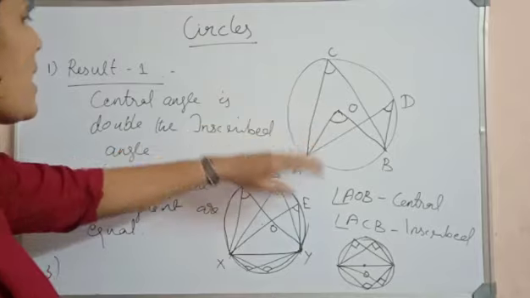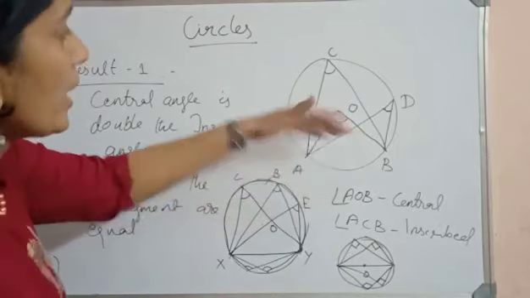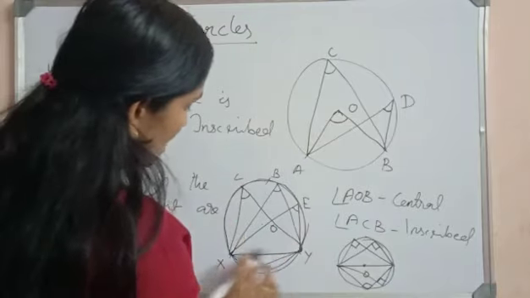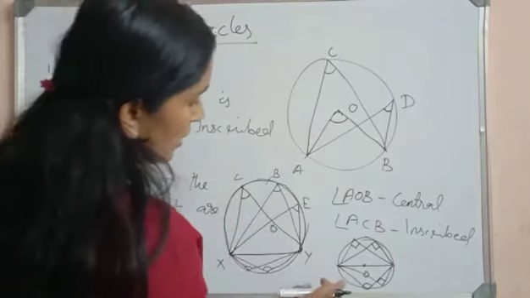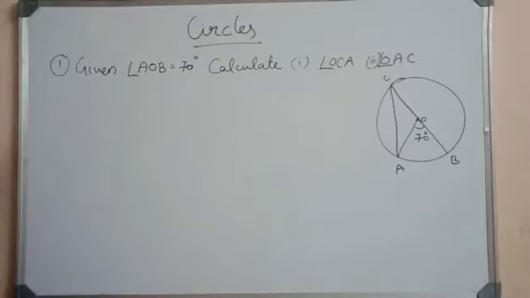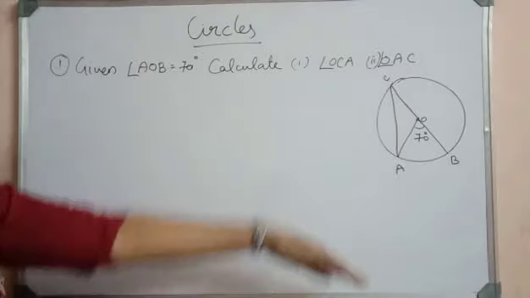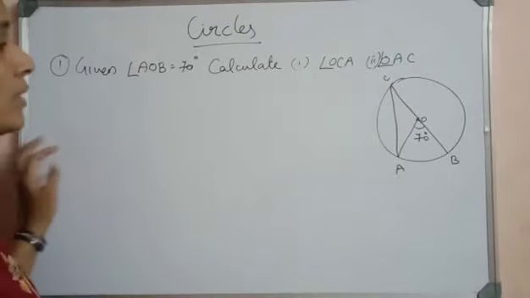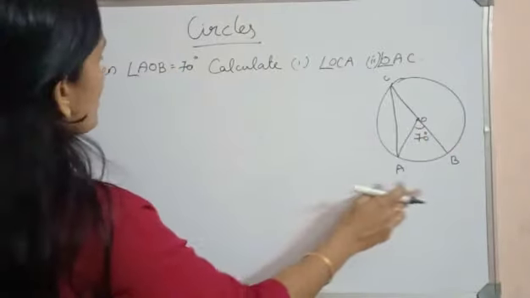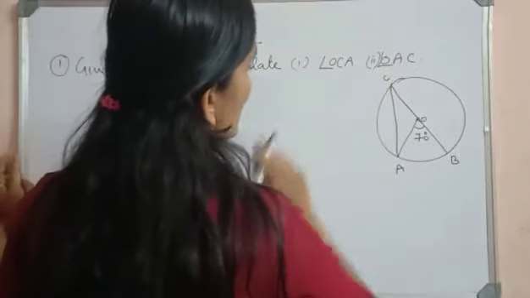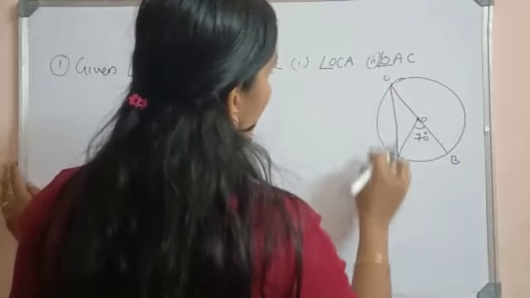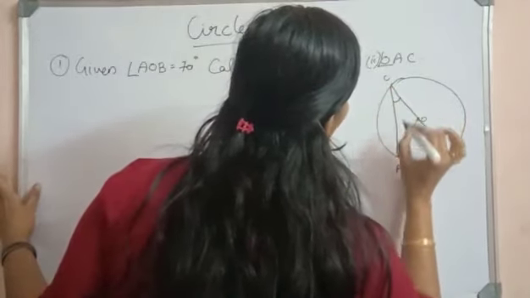So the first result is that the central angle is double the inscribed angle. The second result is that the angles formed in the same segment are equal. And the third result is the angle in a semicircle is 90 degree. Now let's solve a few sums using these results. Consider the first question. It is given that O is the center of the circle and angle AOB is 70 degree. Calculate angle OCA and OAC. These are the two angles that we have to find.